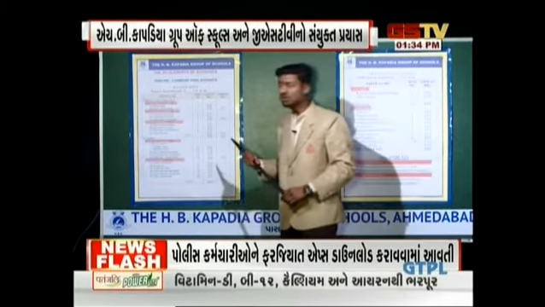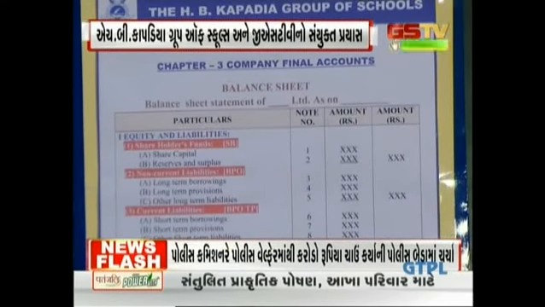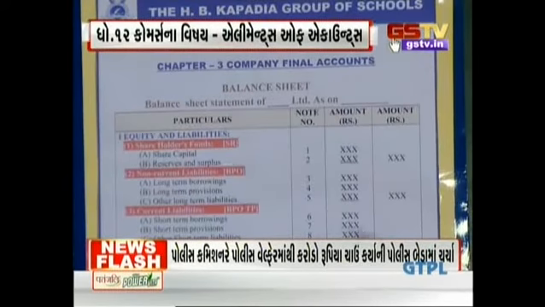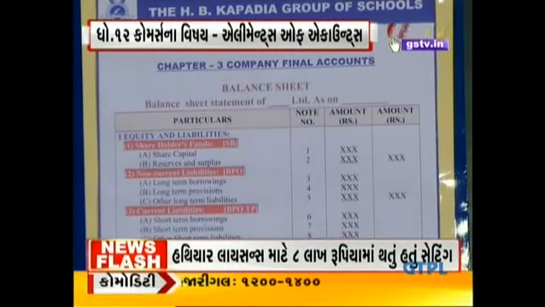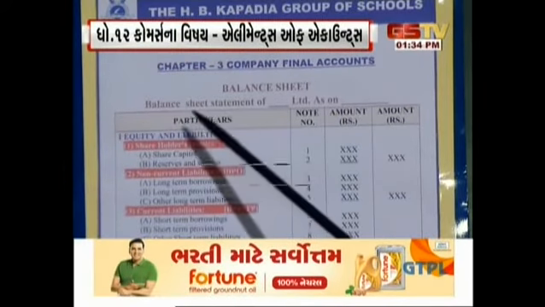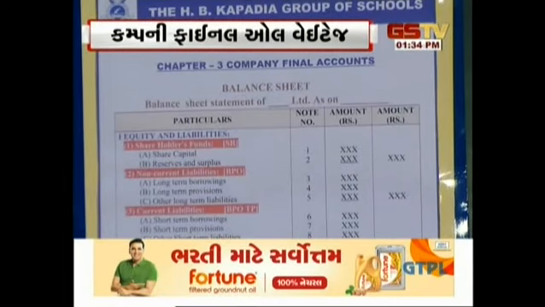Okay. Now talking about the columns. Here we have 4 columns. Remember, no debit side or credit side. We have to prepare the statement vertically. Okay. The first column is of particulars. In that column we have to write the names of all the particulars. That we will discuss thoroughly. In the second column, note numbers are given.